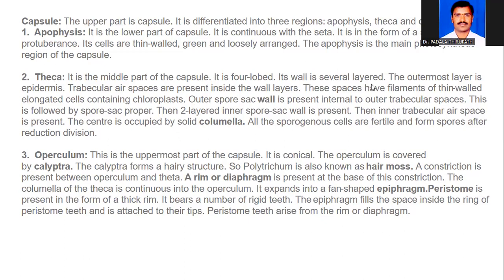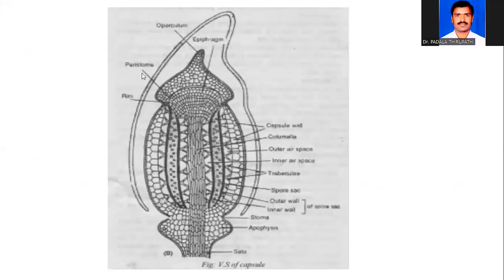It is four-lobed. Its wall is several layered. The outermost wall we call the epidermis. There are trabecular air spaces present inside this wall layer. They consist of filaments, which are thin-walled, elongated cells containing chloroplast. And the outer spore sac wall is present next to the outer trabecular spaces. I'll show you the structure here.